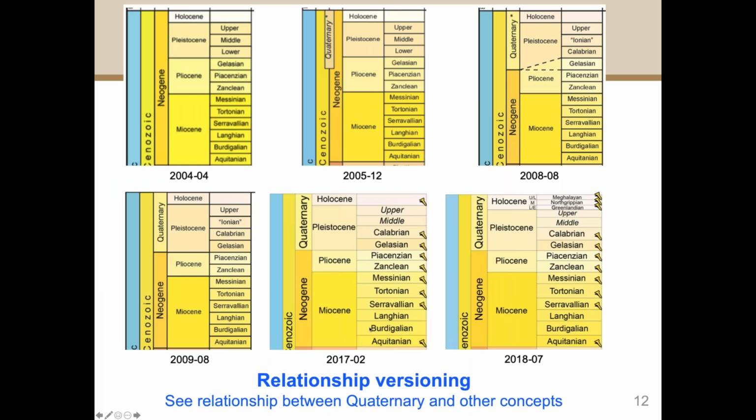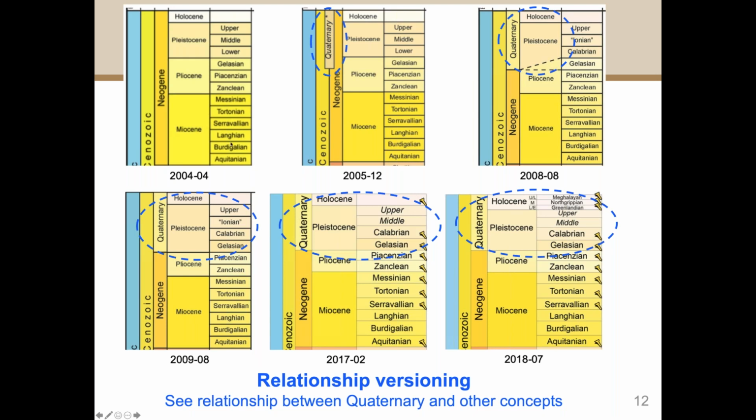And we can also see relationship versioning. So what is this relationship versioning? If you look at the concept Quaternary, first on the top left and then go to the right, and then look at the bottom left and go to the right, you can see that from version 2004 until version 2018 a lot of change happened to Quaternary, especially the location of Quaternary, and also the relationship between Quaternary and other time concepts in this geological time chart.